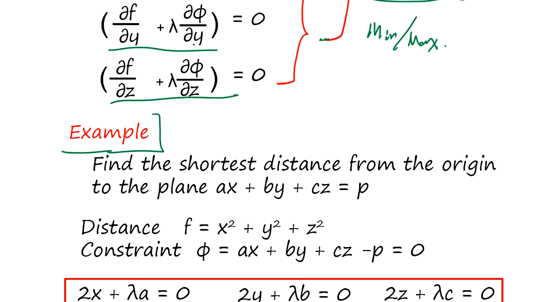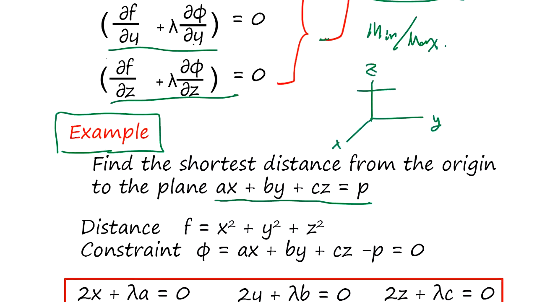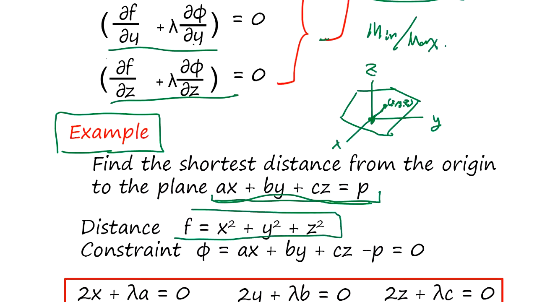An example here is to find the shortest distance from the origin to the plane. The question is, you have x, y, z, and you have some kind of plane, and the distance from the point to this plane. What is the shortest distance? What is this x, y, z? To find it, this is a constraint on x, y, z, and the distance is f equals x squared plus y squared plus z squared. So we use Lagrange's method.